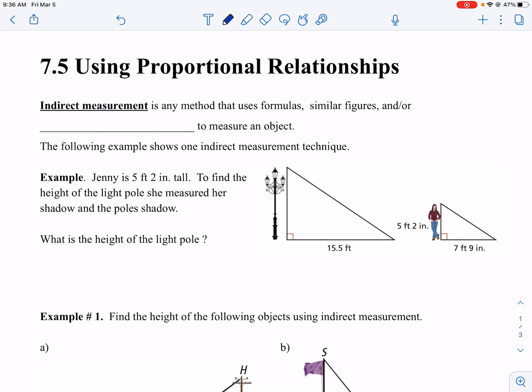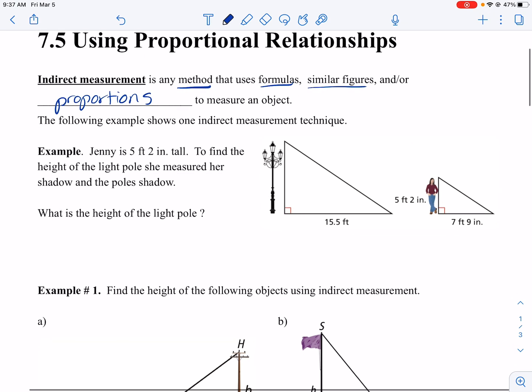All right, our last section of Unit 7 is going to be taking all of the proportions and similar figures and theorems that we used and applying them to indirect measurement, which is a method of using these formulas, similar figures or triangles, and/or proportions to measure an object. All right. Okay, and the floodlights problem that you did in class is an example of using indirect measurement.